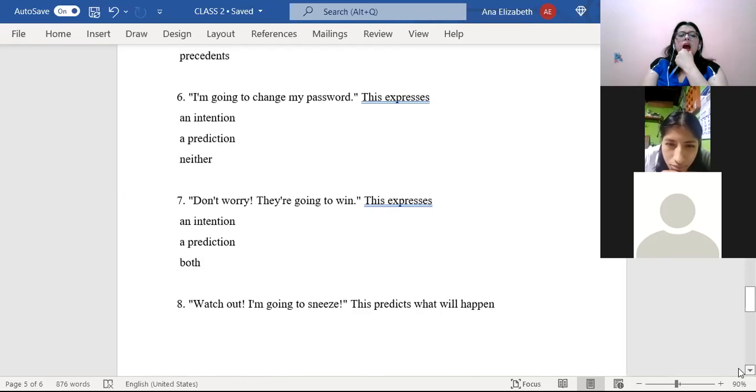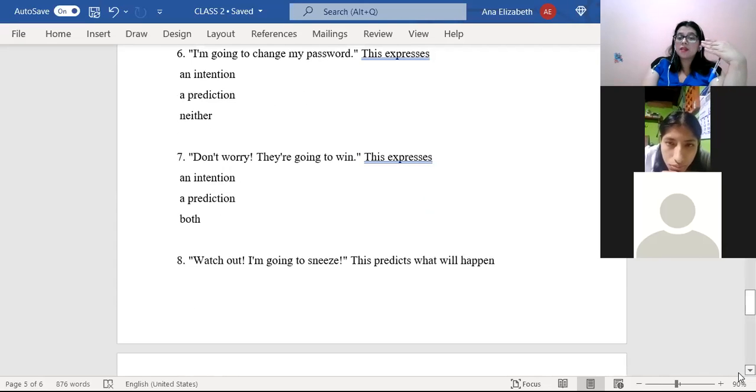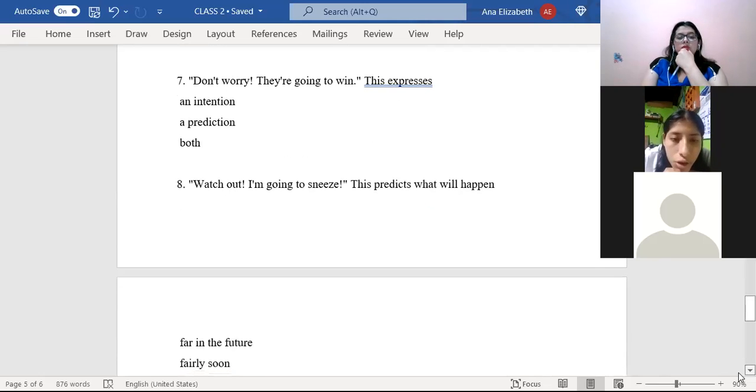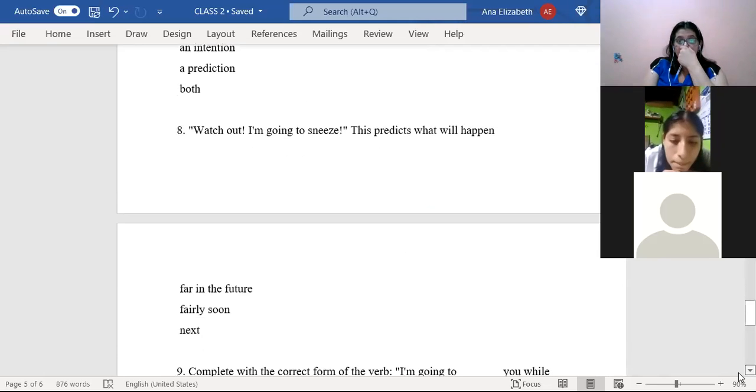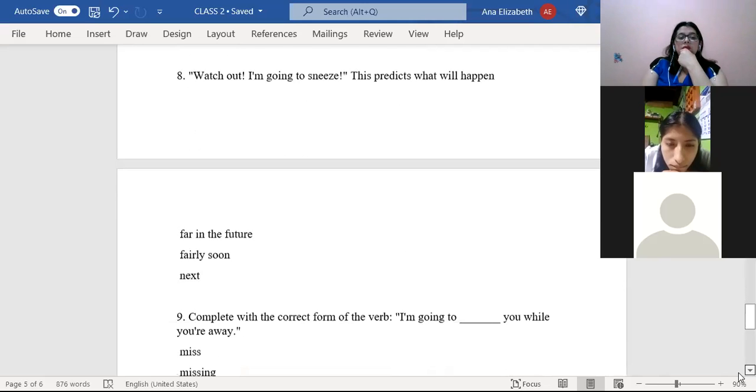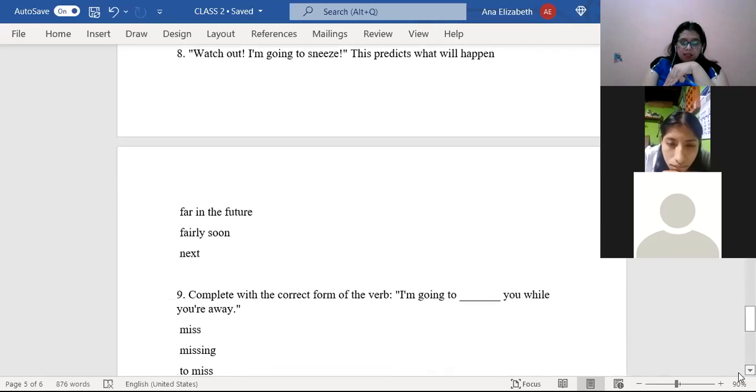Don't worry, they are going to win. This expresses, ¿qué creen? An intention, a prediction, or both? Prediction, yes. Él está prediciendo que van a ganar. Okay. Watch out, I am going to sneeze. This predicts what will happen far in the future, fairly soon, or next?